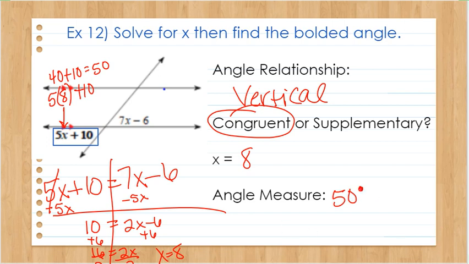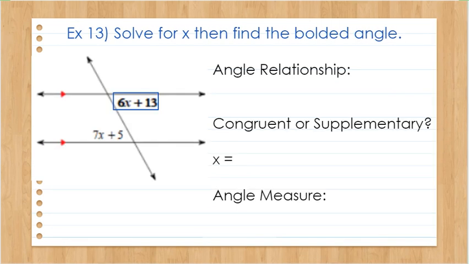All right, there's 2 left. So if you will, pause the video and go ahead and solve the next 2, example 13 and 14 by yourself. When you're finished, press play and check those last 2 problems with me. Okay, so state the relationship, congruent or supplementary, find x, and then find the missing angle measure. Go ahead and do those 2 now so that you can have some practice on your own.